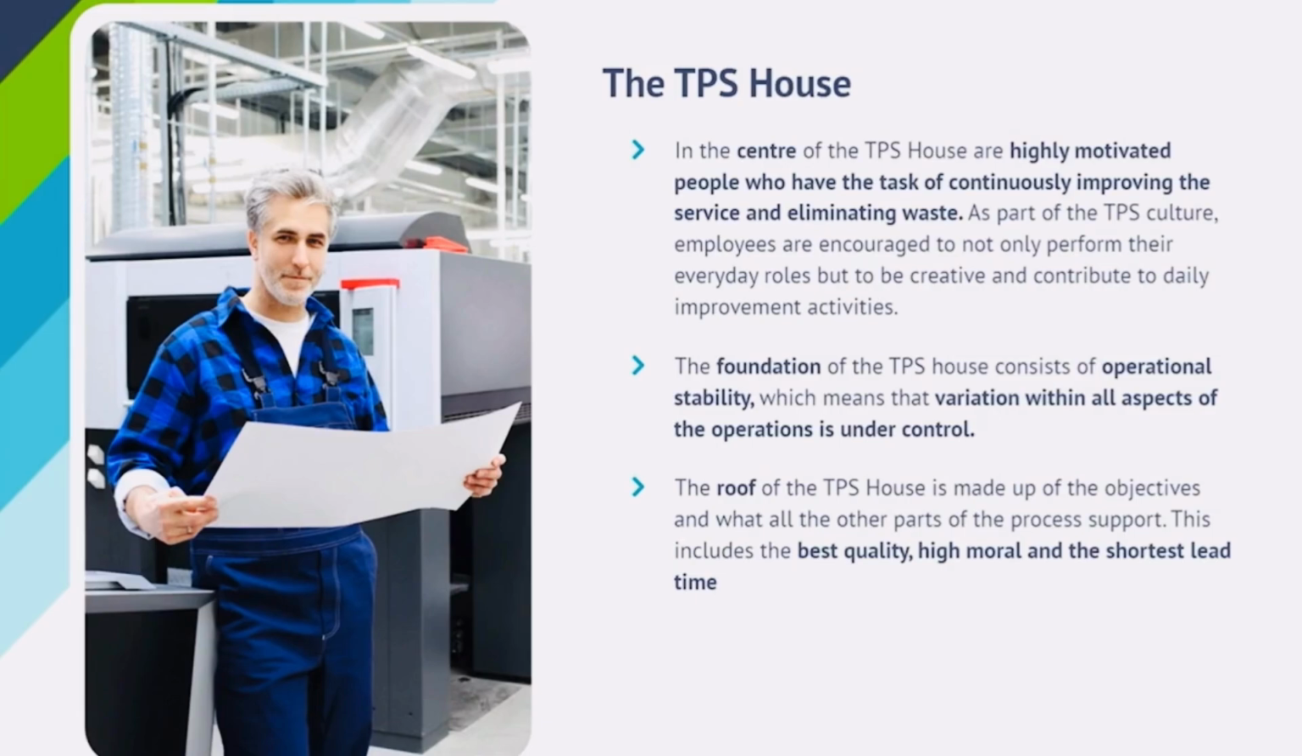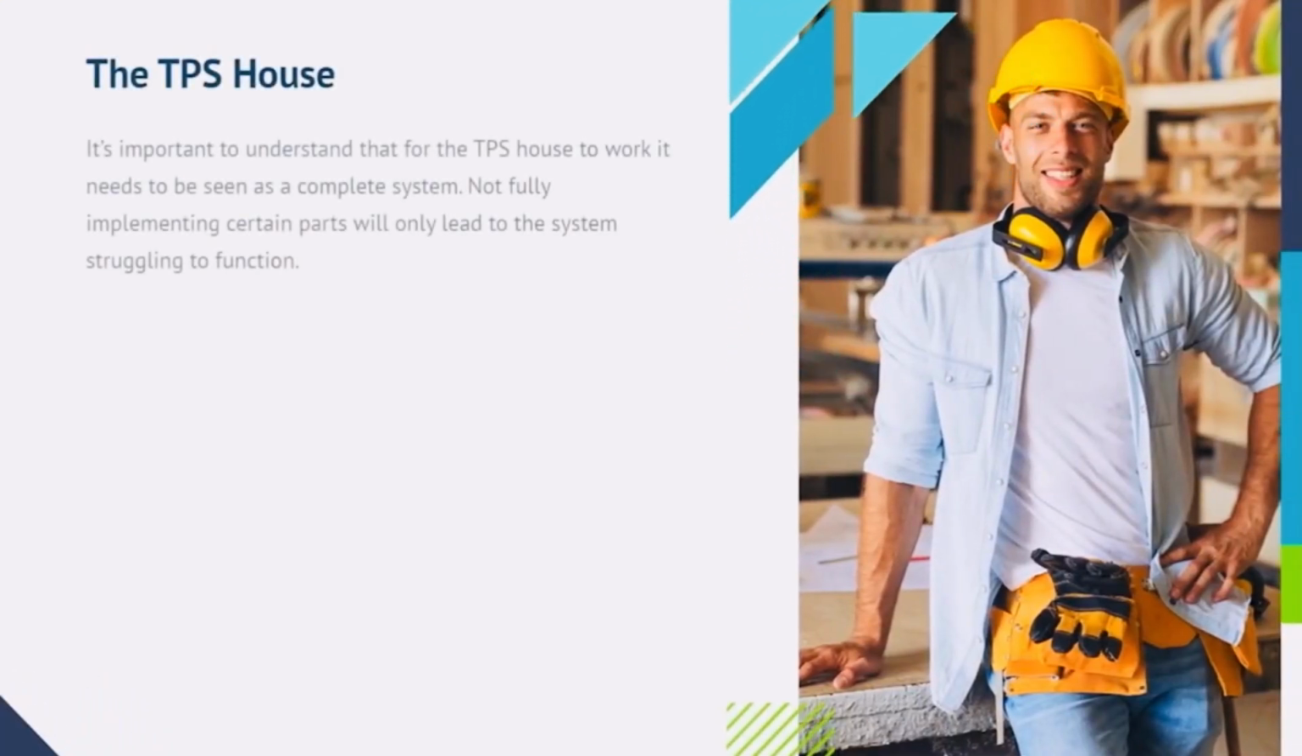The foundation of the TPS house consists of operational stability, which means that variation within all aspects of the operations is under control. The roof of the TPS house is made up of the objectives and what all the other parts of the process support. This includes the best quality, high morale and the shortest lead time. It's important to understand that for the TPS house to work, it needs to be seen as a complete system. Not fully implementing certain parts will only lead to the system struggling to function.